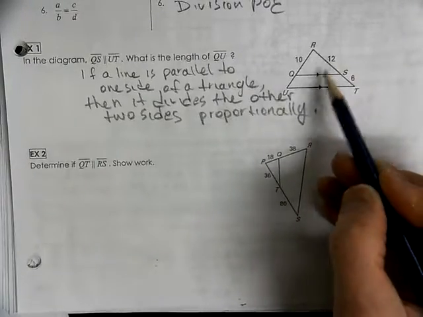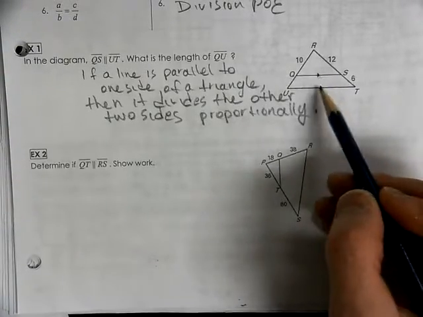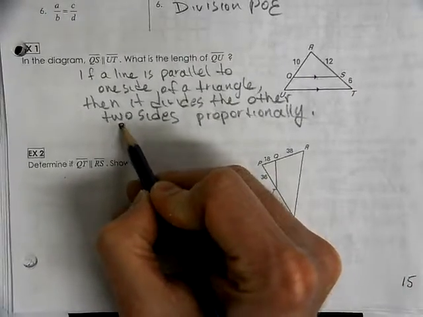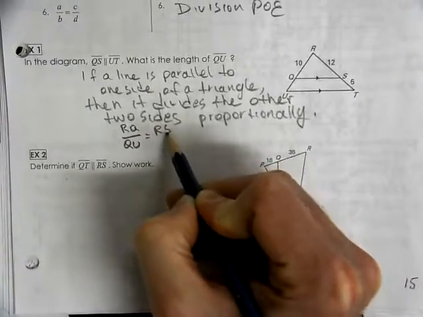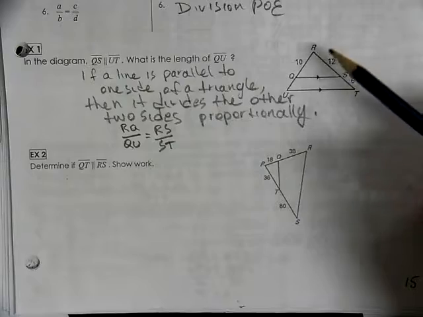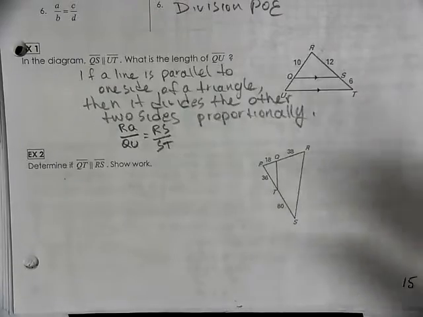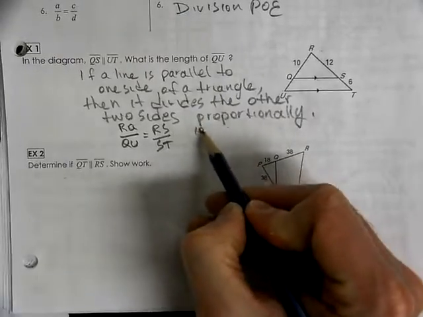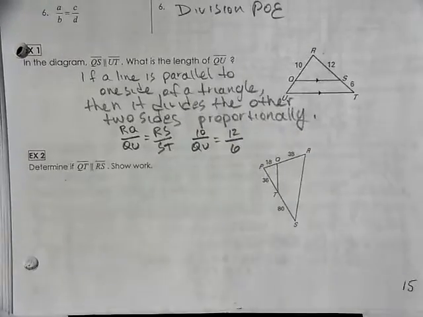So we see that we have the parallel sides. If we have these parallel lines, then we know that the line must be dividing it proportionally. So we're going to get RQ over QU to equal RS over ST. The typical way we had to do this before is the small triangle over the big triangle, the small triangle over the big triangle. You could still solve it like that, but this is just another way you can write the proportion. So that's 10 over QU to equal 12 over 6.